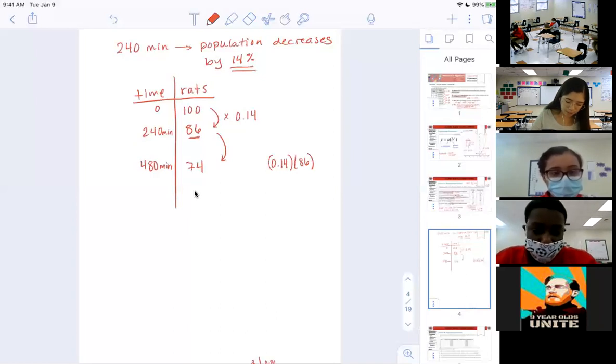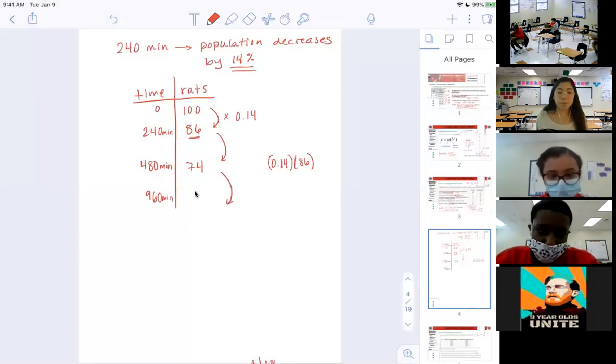Then it happens again, right? Now I'm at, what's 480 times 2? 960 minutes. Another 14%, but now I'm taking 14% of 74. What's that going to be? 10.36. So it's about 10 less. So now it'll be 63.64, so around 64.